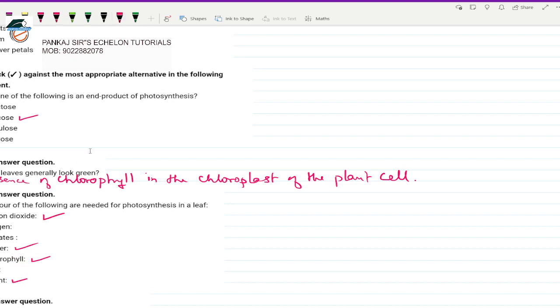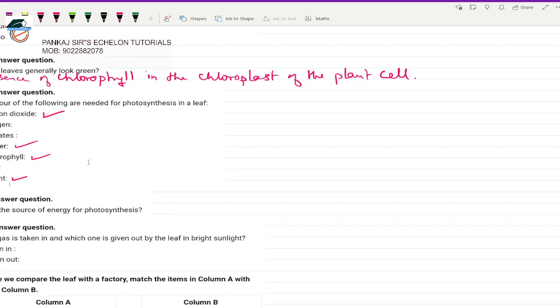Next question is a short answer type of question. What is the source of energy for photosynthesis? We have learned in our concept video that unless and until sunlight is present, photosynthesis cannot be carried out. So the main source of energy for photosynthesis is nothing but light. I'll write just light, or you can write sunlight also. So light is the main source of energy.